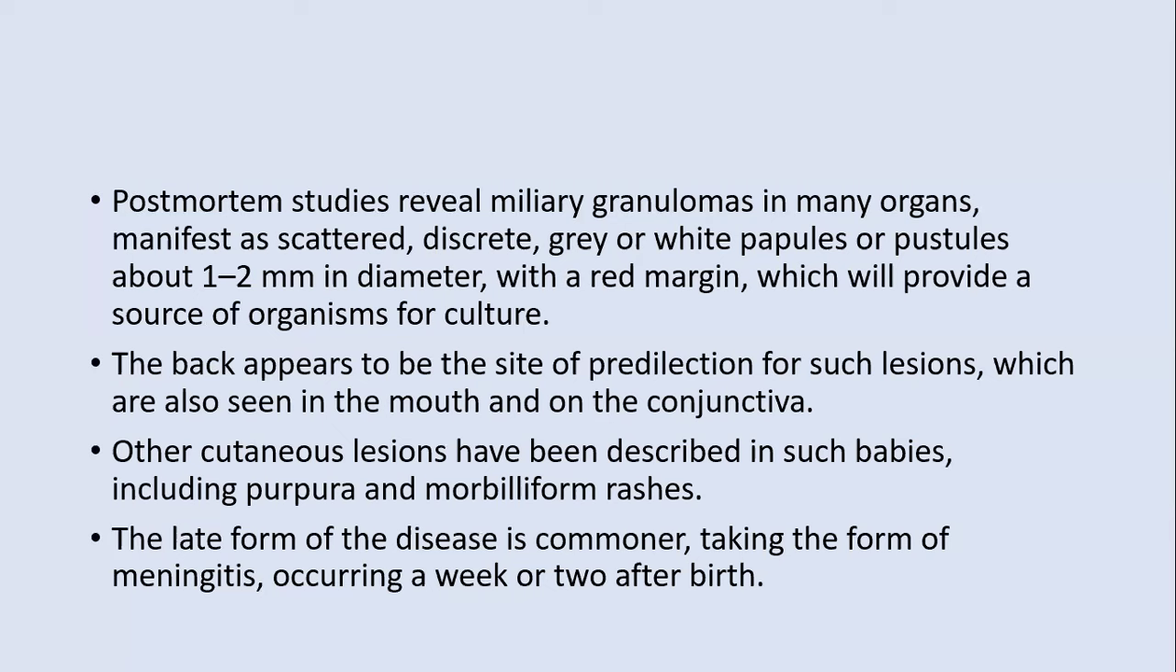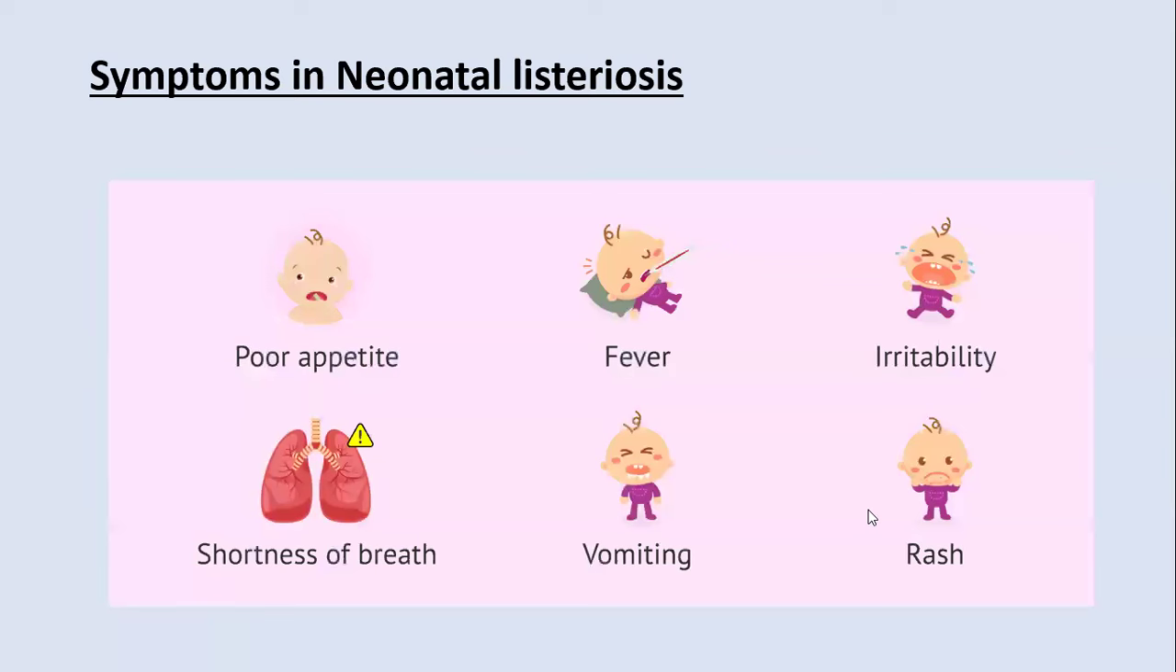The back appears to be the site of predilection, and lesions are also seen in the mouth and conjunctiva. Other cutaneous lesions are described in such babies that include purpura and morbilliform rashes. In the late form, meningitis may also be affected. The symptoms of neonatal listeriosis include poor appetite, high fever, irritability, shortness of breath, vomiting, and rash.